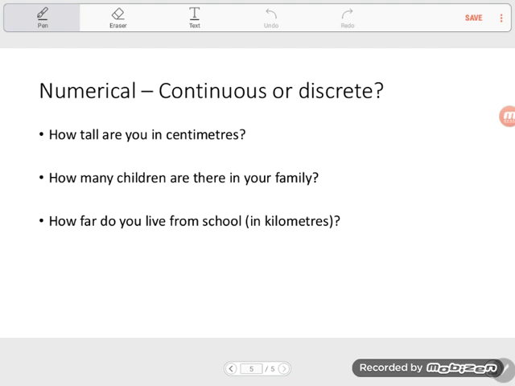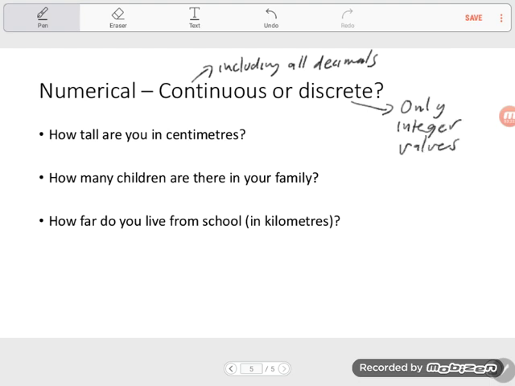Numerical. How do we tell if it's continuous or discrete? Well, continuous basically means that it can take any possible value, including all decimals. Now, for discrete, a complicated way is to say that it's only integer values. What does integer values mean? Well, fixed values exactly 1, 2, 3, 4. 4.5, for instance, is not an integer.